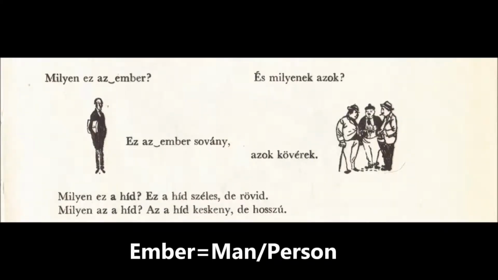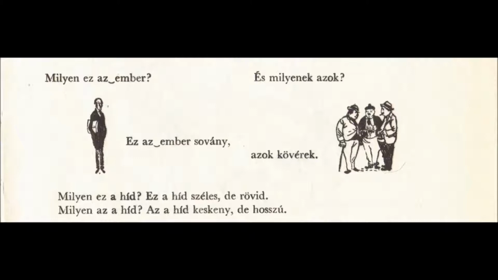Milyen ez az ember, és milyenek azok? What is this person like, and what are those persons like? Singular, plural. Well, look at the picture. Have a look. It looks like this is a thin man, and those look fat, big. Azok kövérek.